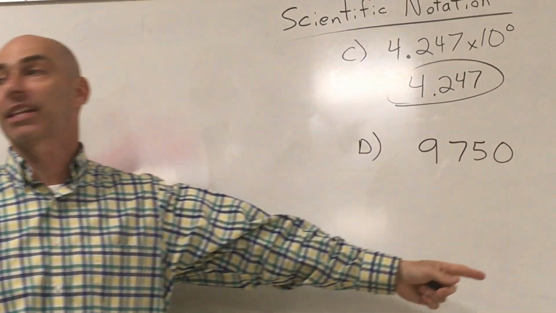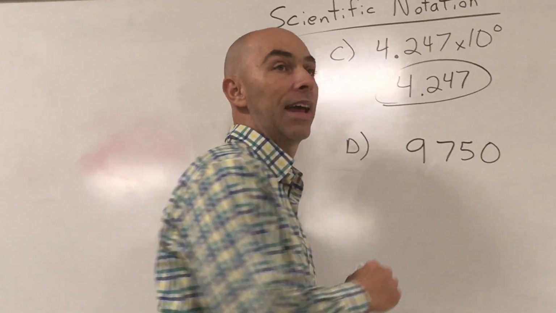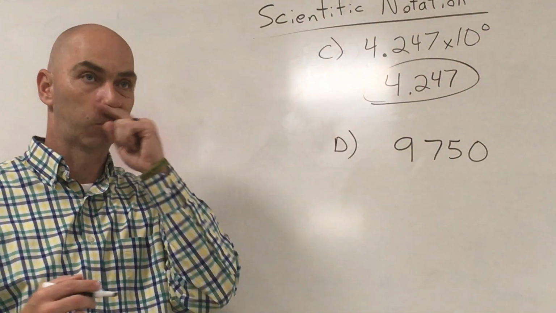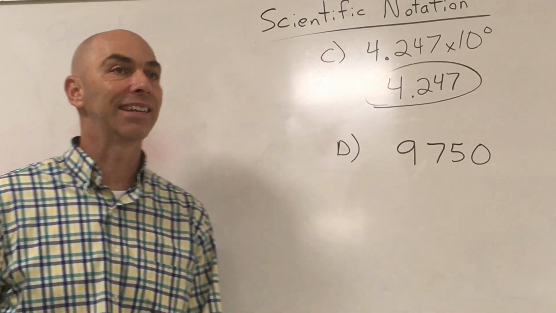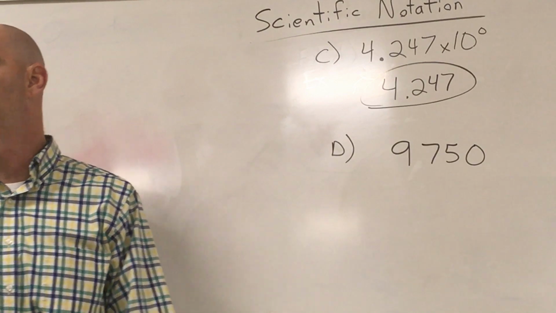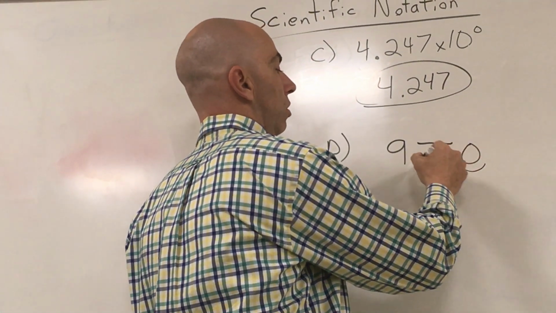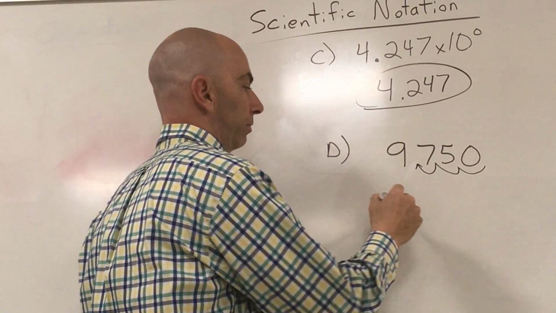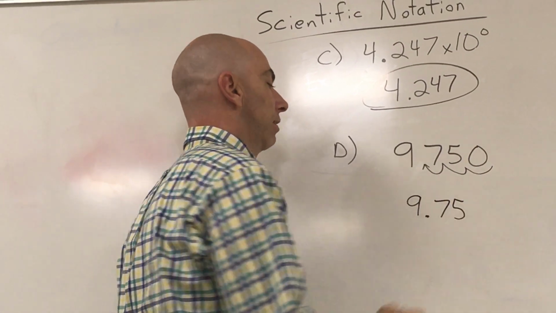So where's the decimal right now? It's behind the 0, guys. The decimal now is right here. I need it right here. So I need to move it, and while I move it, I need to count it. 1, 2, 3. Hold on. It's 9.75. I don't need the 0.